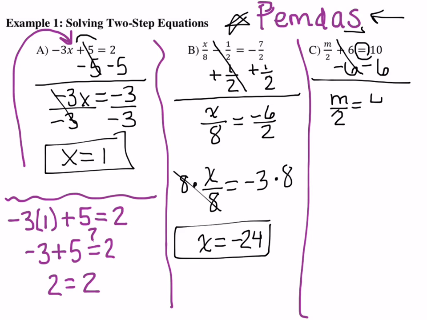10 minus 6 is positive 4. And now we have m divided by 2 is equal to 4. We multiply each side by 2, just like we did in our previous video. And we get m equals 8.